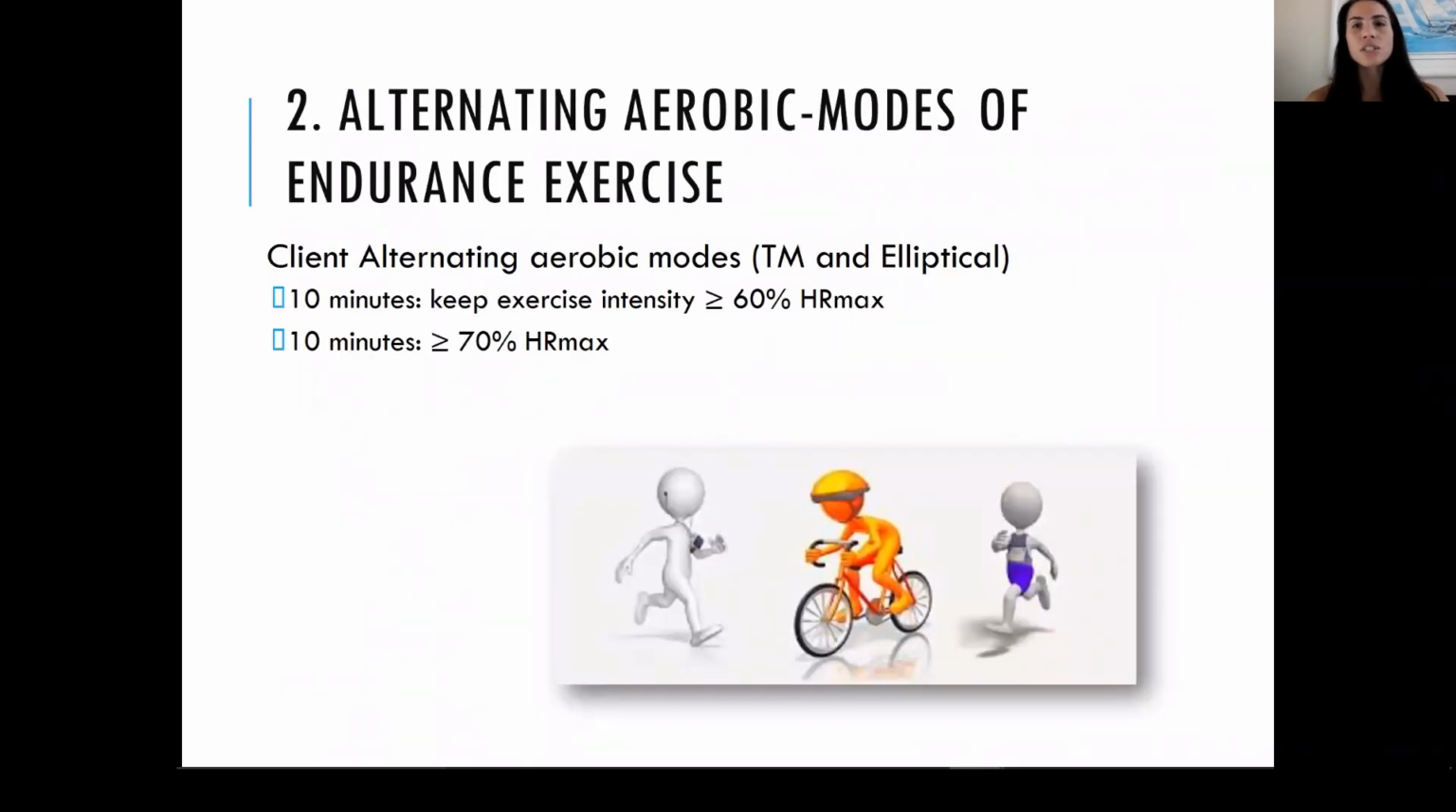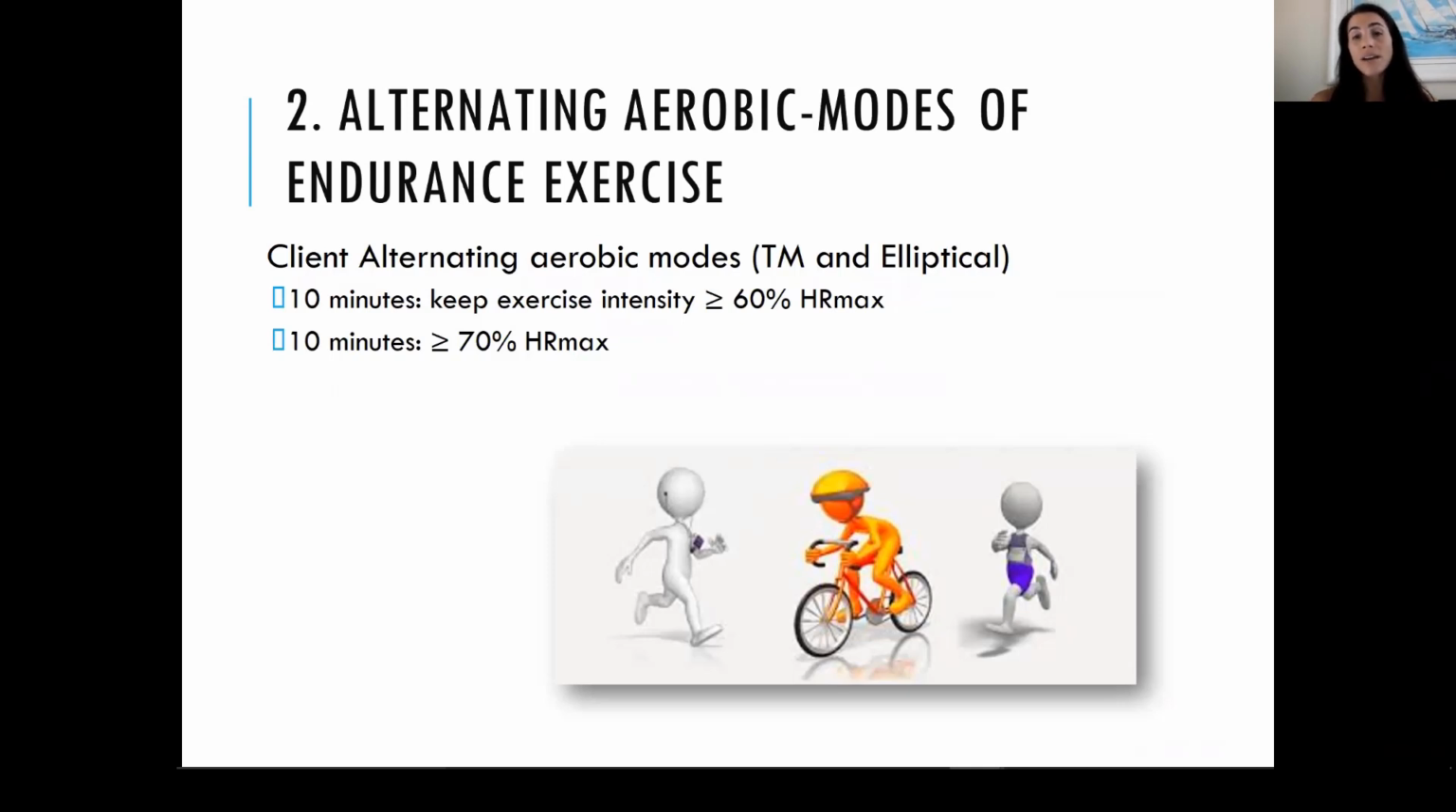The second is alternating aerobic modes. So essentially all this is saying is that we want to have our clients alternate the types of endurance exercise in one bout of exercise with us. So if we have them training for 30 minutes, we might have them do 10 minutes on the bike, 10 minutes on the elliptical, and then 10 minutes on the Stairmaster. And it's a pretty simple way of programming. It doesn't have to be 10 minutes, right? It could be 15, it could be 12, it could be whatever you denote.